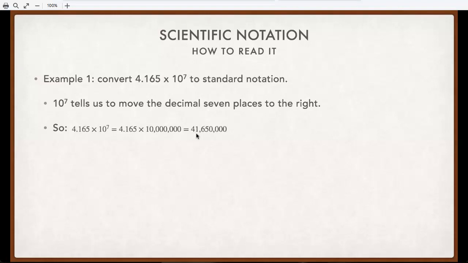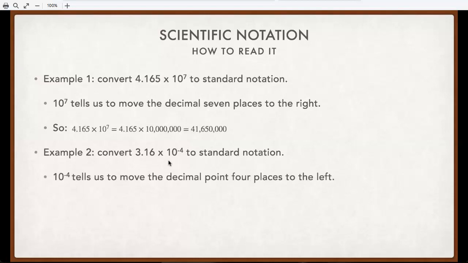So we could write this as 4.165 with the decimal point here, and then we move it 7 places to the right. So we go 1, 2, 3, 4, 5, 6, 7. And there's our decimal point. We end up with 41,650,000.